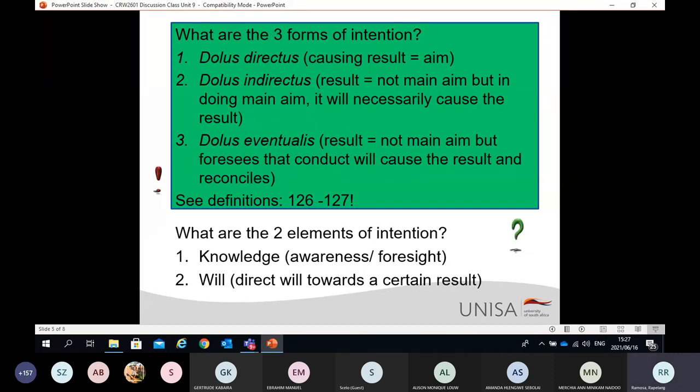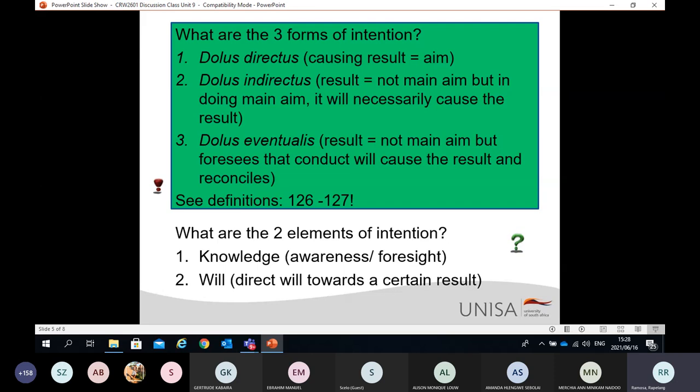Let us look at dolus eventualis then. With dolus eventualis, it is important to note that a person acts with dolus eventualis if the causing of the forbidden result is not his main aim, but he subjectively foresees the possibility that in striving towards the main aim, his conduct may cause the forbidden result, and he reconciles himself to this possibility. As you can see, dolus eventualis does clearly establish the two legs that we talk about. So part one of the definition is the cognitive part, or the knowledge part. And part two of that definition is the conative part, or the willing aspect of it.